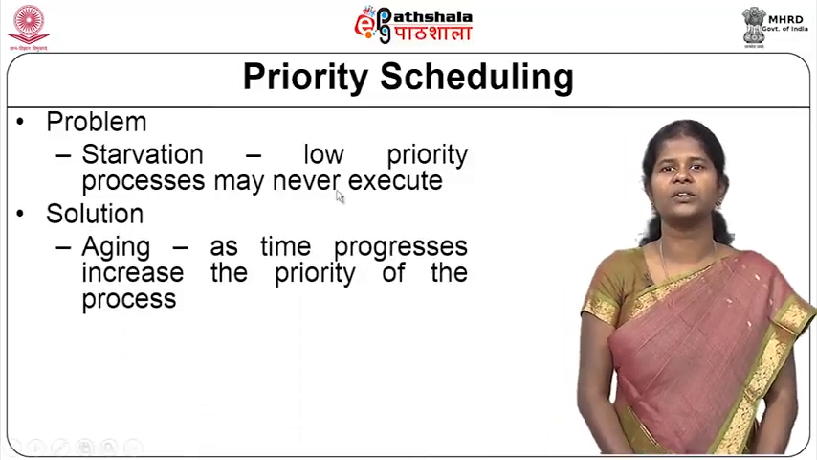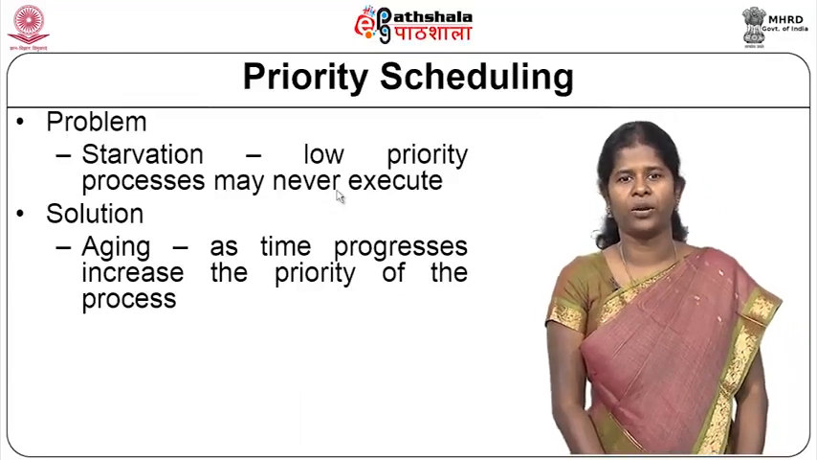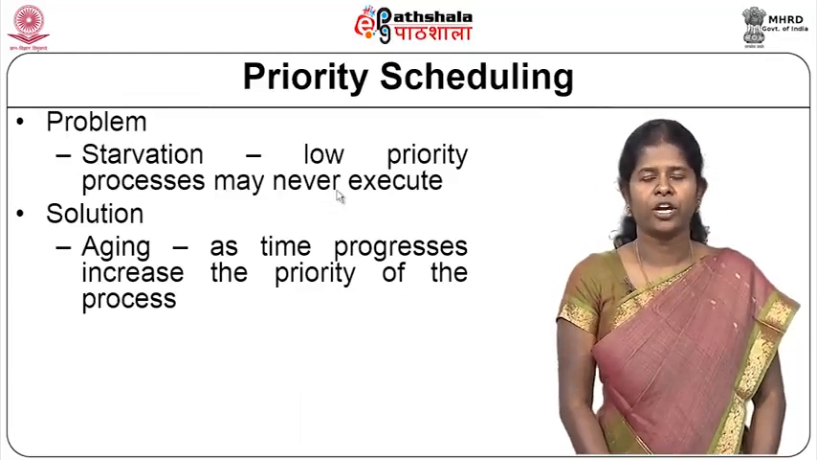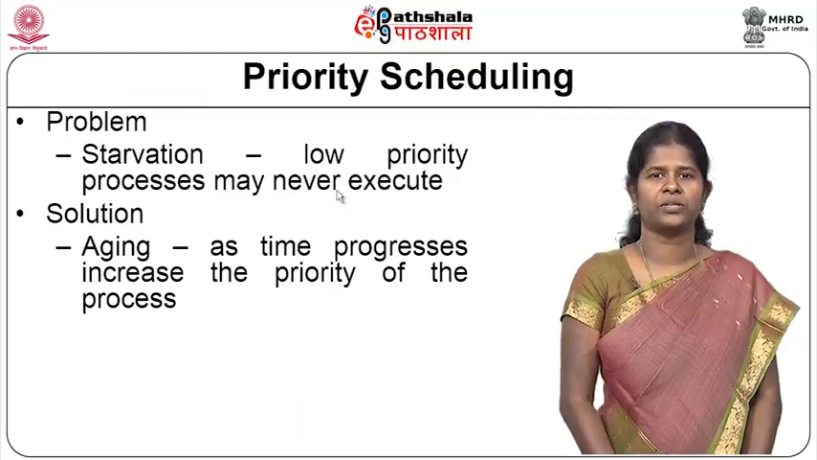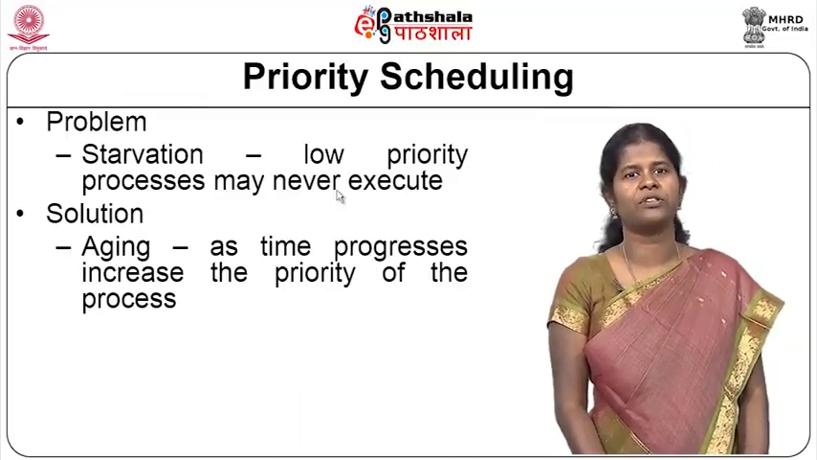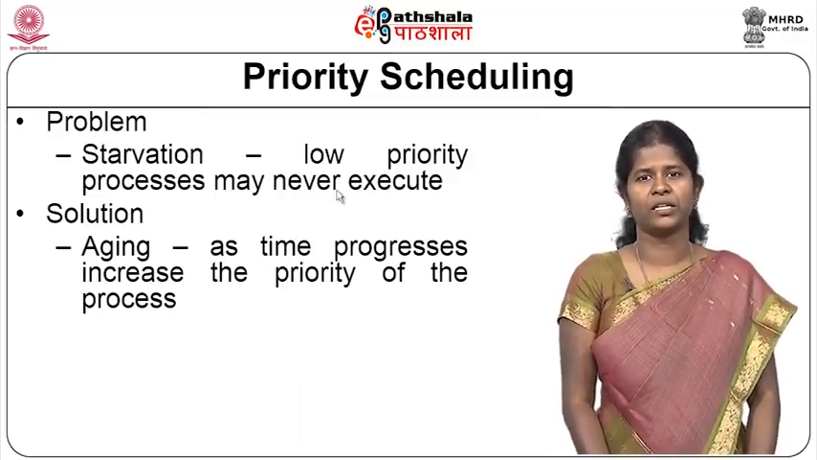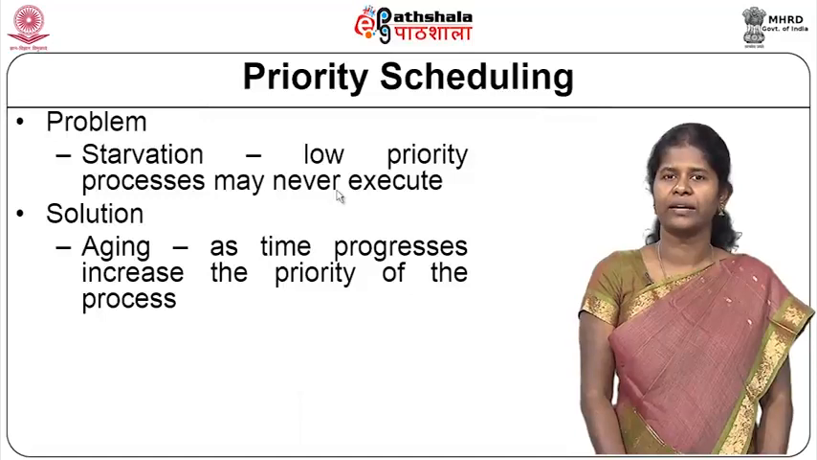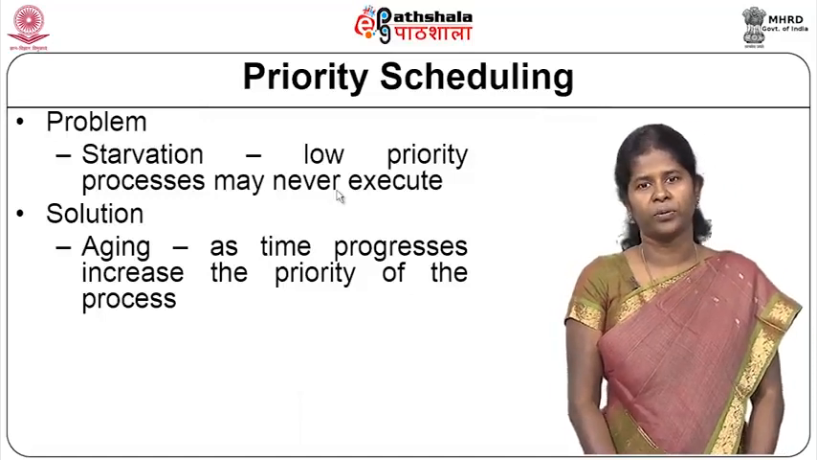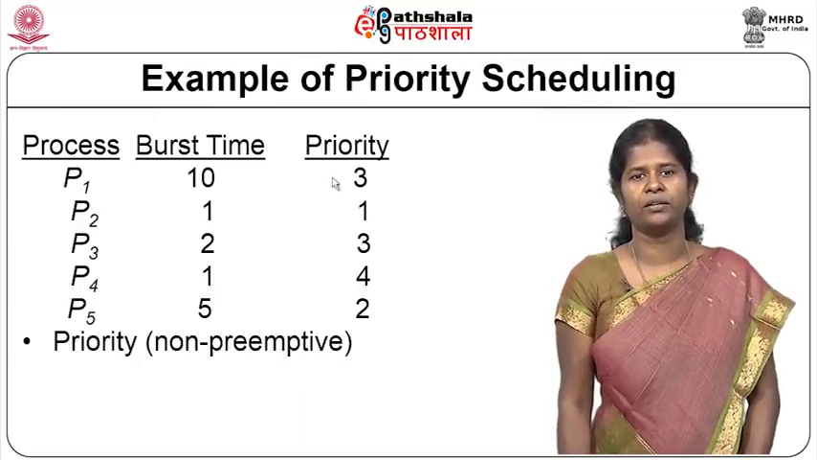The solution is called aging, in which as time goes on, you can increase the priority of a low priority process also. Say a low priority process was there for a long time, for example some 10 seconds or so, then after 10 seconds you can increase the priority of that low priority process also, so that in due course of time it will also get the CPU.